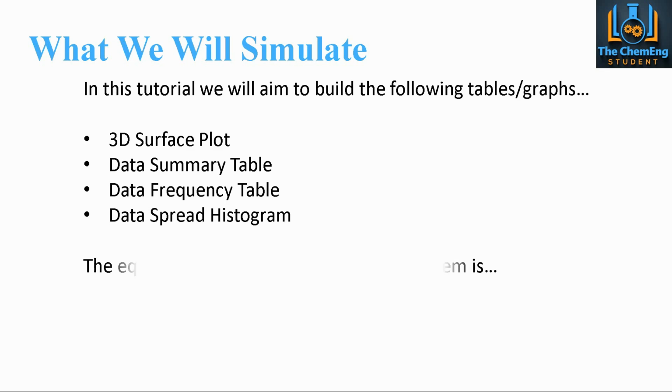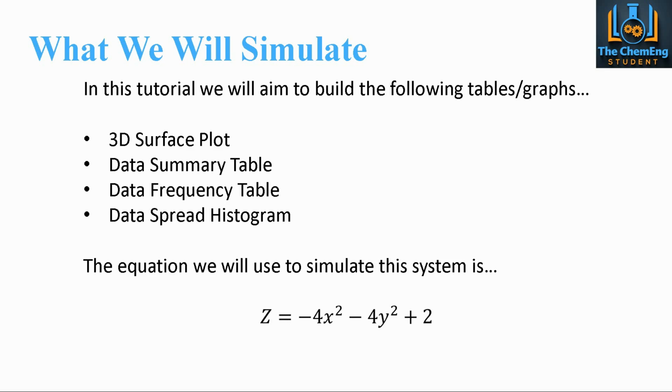And what this allows us to do is get a better understanding of the distribution of our data set. Now the equation that we're going to use is z equals minus 4x squared minus 4y squared plus 2. We're doing this in the form of a slightly symmetrical parabola, just so that our plot looks fairly symmetrical and good to the eye, whereas in real life your 3D plots may not look as nice as the one that we are going to simulate.